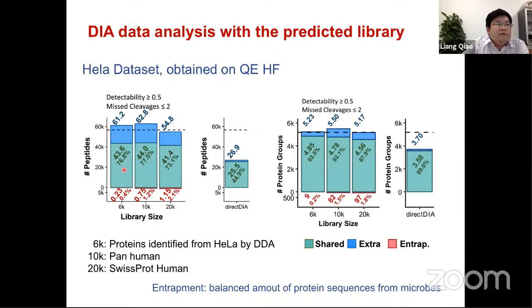The dotted line means the ID by the DDA library. The green one means the shared identification between the DeepDIA and the DDA library-based. The blue means the peptides or proteins only identified by the DeepDIA, and the red is identification from the entrapment sequence, which is basically a protein sequence from microbes. We can see that with the pan-human, we have more identification at the protein level and the peptide level, and the entrapment percentage is a bit more than 1%.